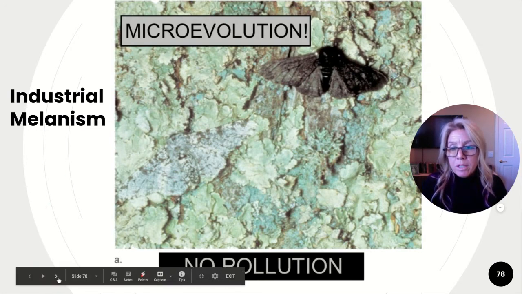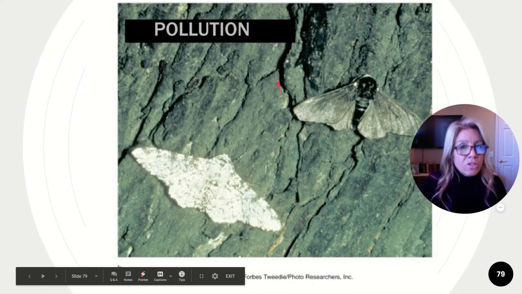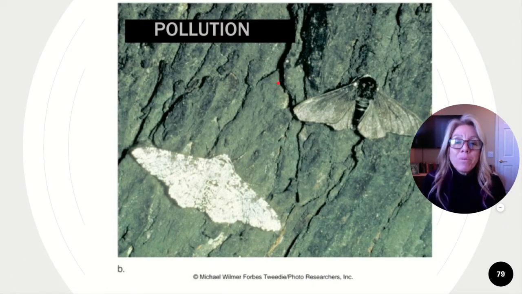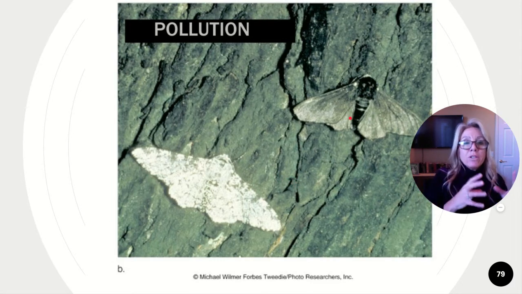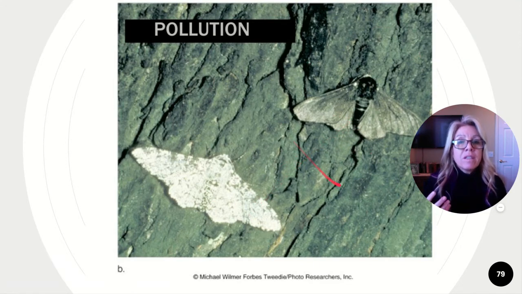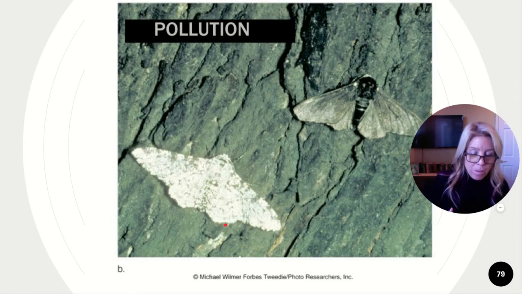Post-industrial revolution, you had all this soot on the trees. Now, within that same species, you were more adapted if you were the darker colored moth because you blended in with the soot. And so their numbers increased. This was an example of microevolution because we didn't change to a new species. These two could still interbreed, but the frequency, the numbers changed, and you had more of the black than the lighter one. That was a change in allele frequencies within their population.